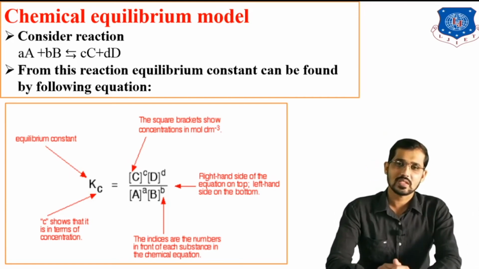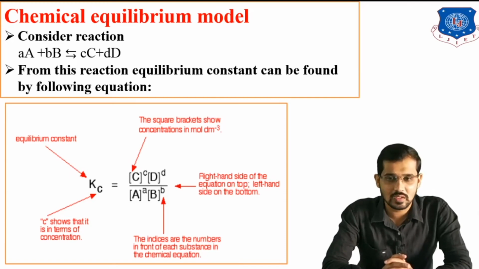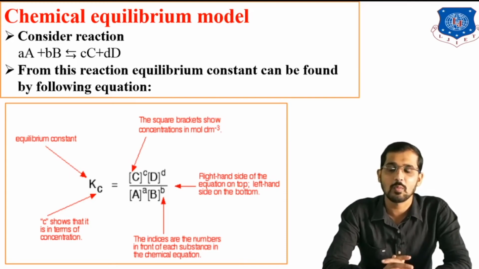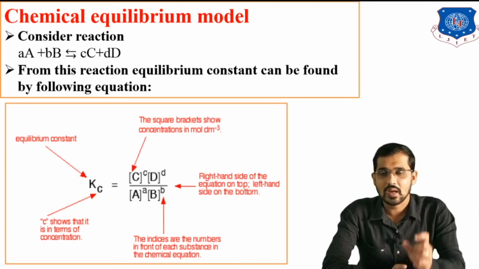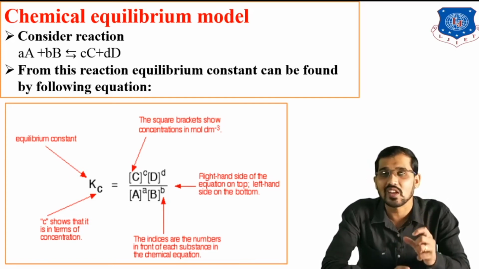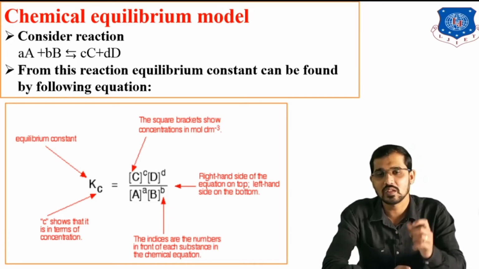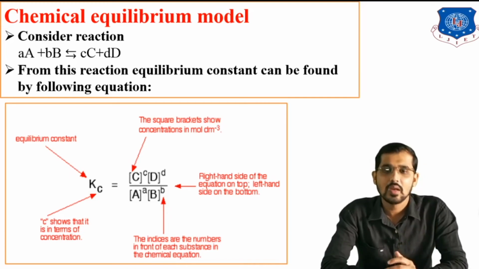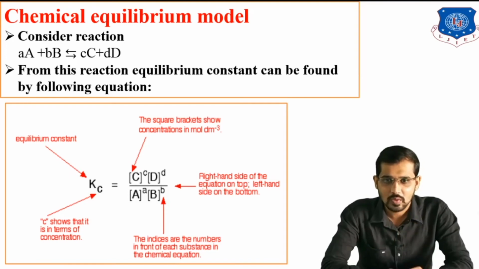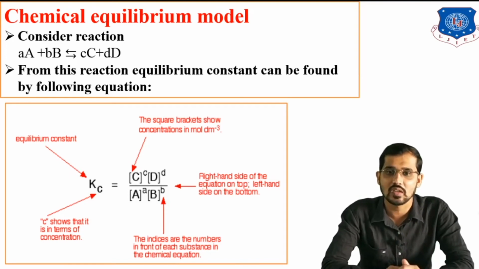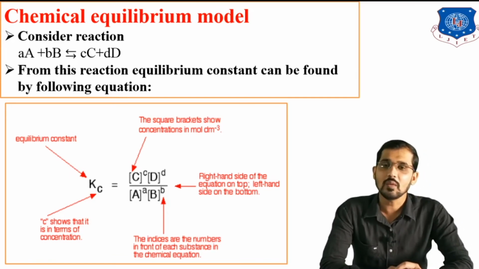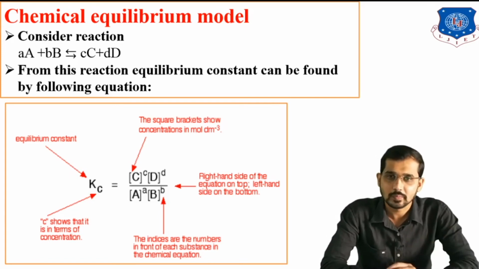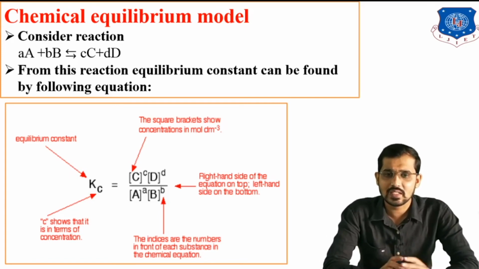So what is the meaning of this? Kc is the equilibrium constant. The subscript C shows that it is in terms of concentration. K is the equilibrium constant, and this K is expressed in terms of concentration. That is equal to the concentration of C, where the square bracket shows concentration in mole per dm cube, that is mol dm minus 3. After that you can see the right hand side of the reaction goes on the top, and the left hand side on the bottom.